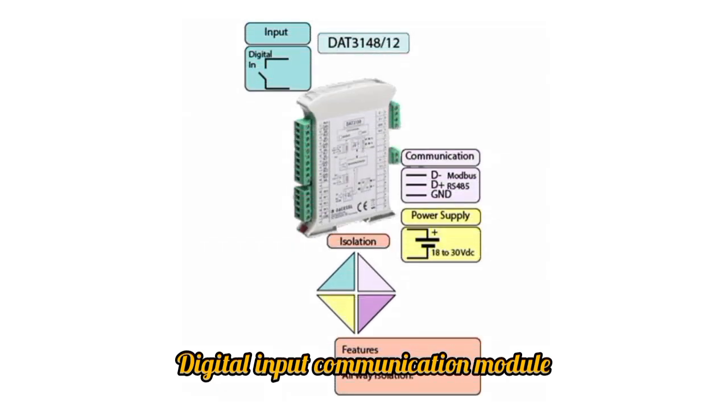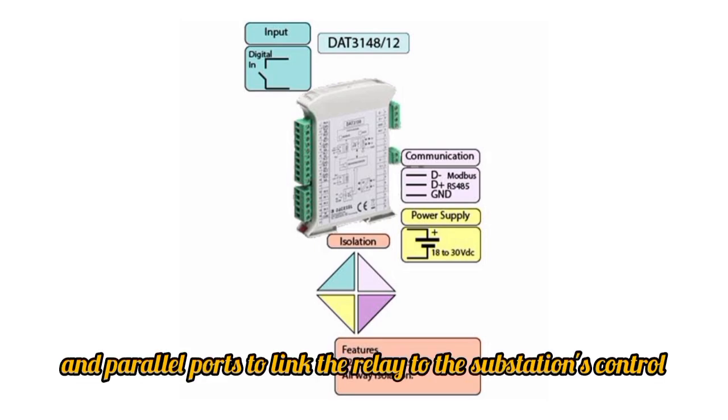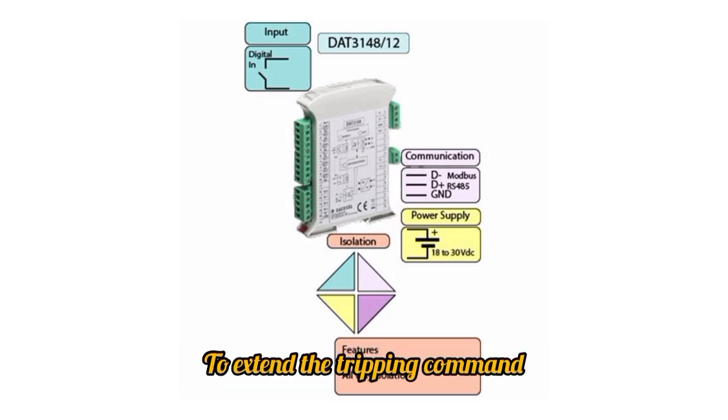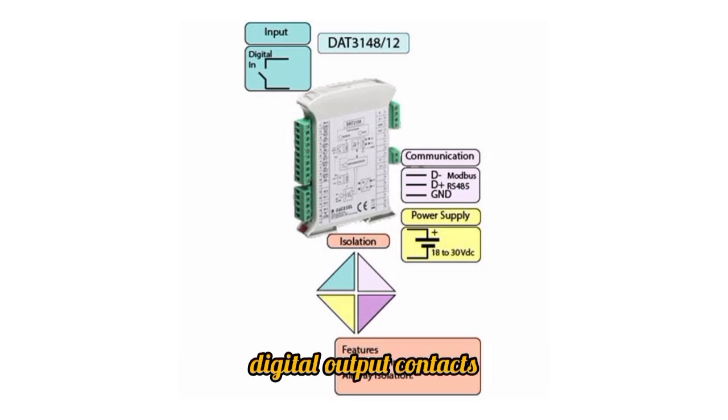Digital input communication module. As with a computer, a relay also has serial and parallel ports to link the relay to the substation's control and communication systems. To extend the tripping command, auxiliary relays can be attached to the digital output contacts.